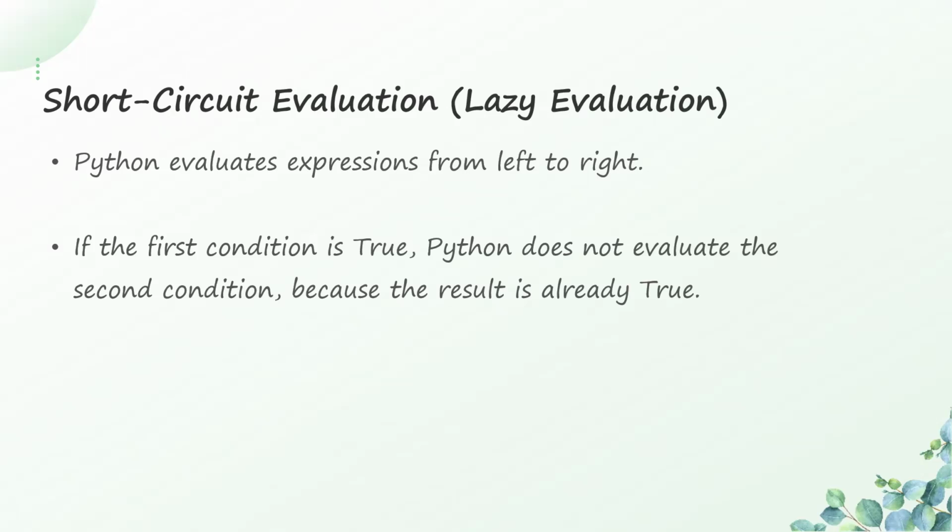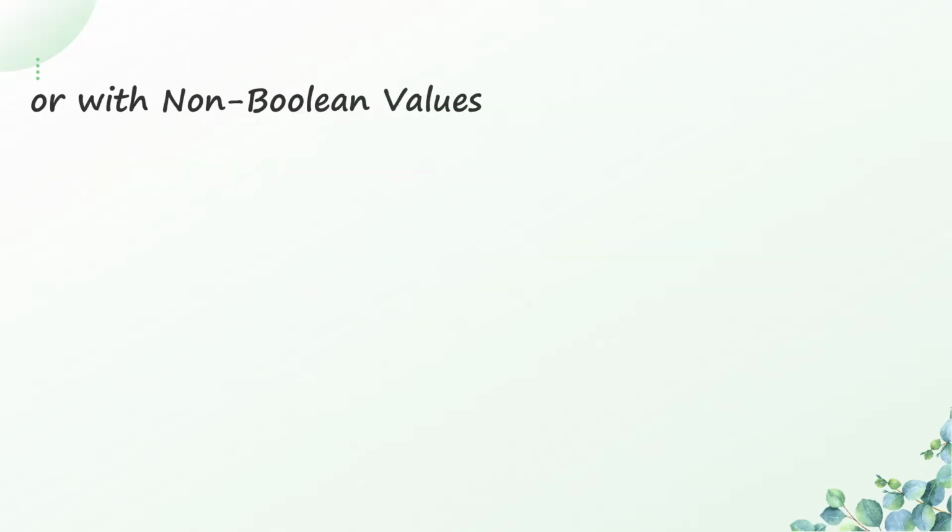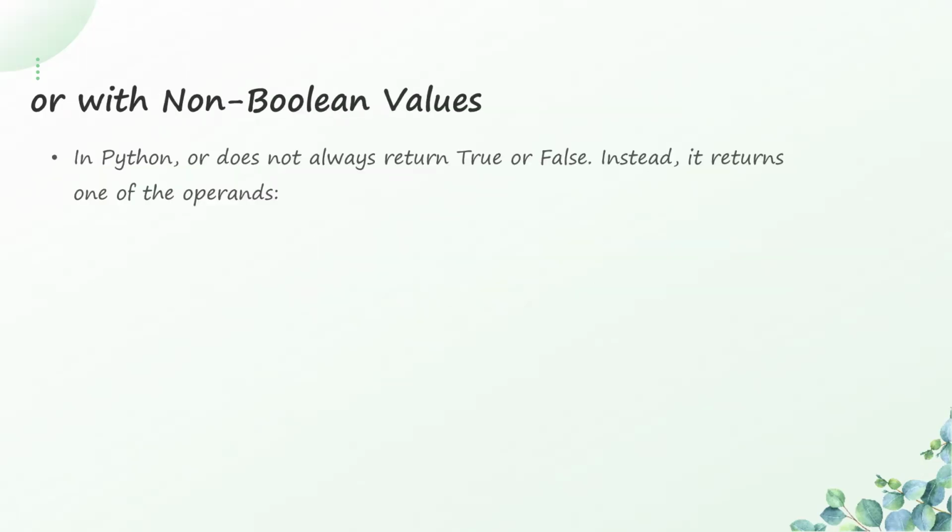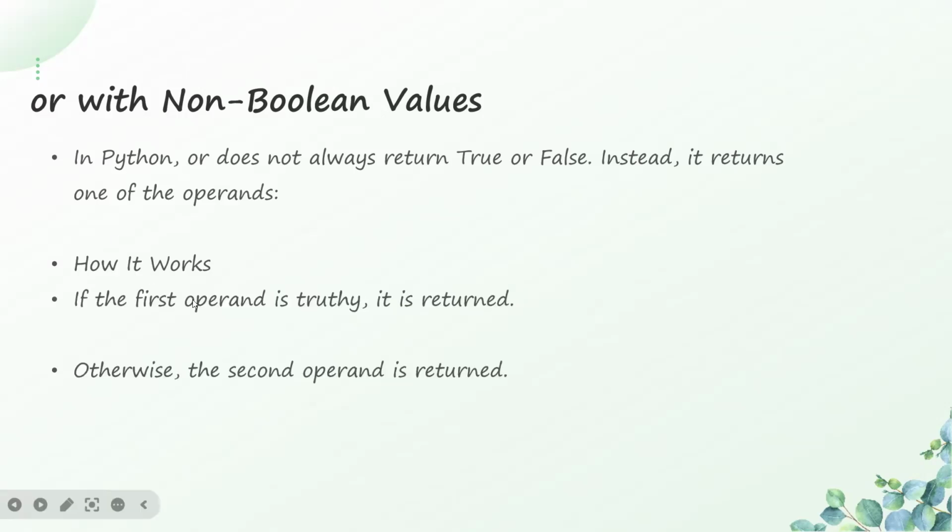For the OR operator, if the first condition is true, there's no need for it to check the second condition. It will just return true, because at least one of them is true. It also works with non-Boolean values, the way we have seen. If the first operand is truthy, it will return the first operand. If the first operand is false, it will return the second operand. Let me show you in code.